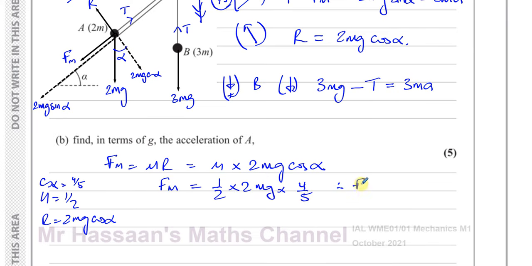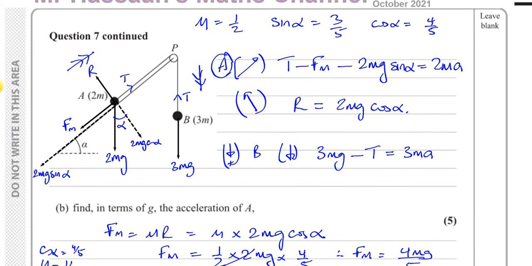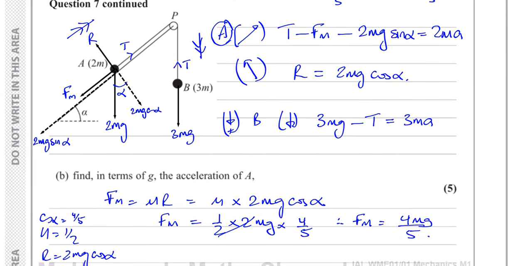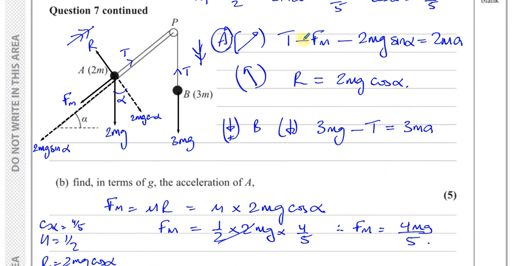So therefore F max is equal to, they cancel out, 4 mg over 5. That's F max. Okay, so we found what F max is. All right, so I can use this equation now, and I also can find out what this is.